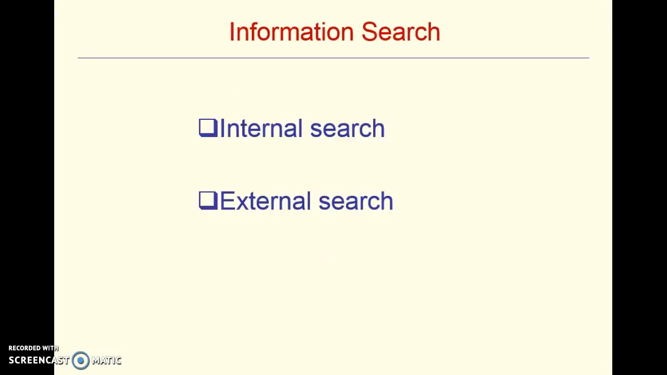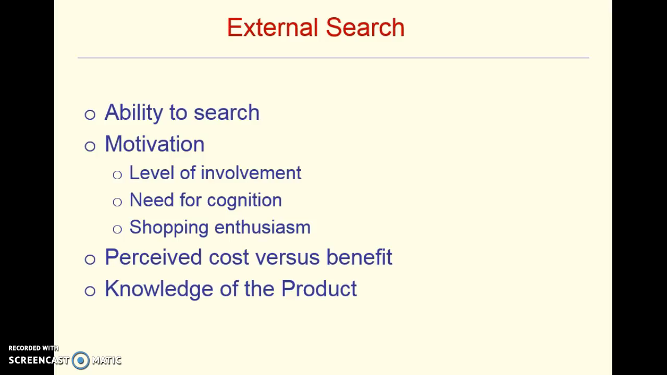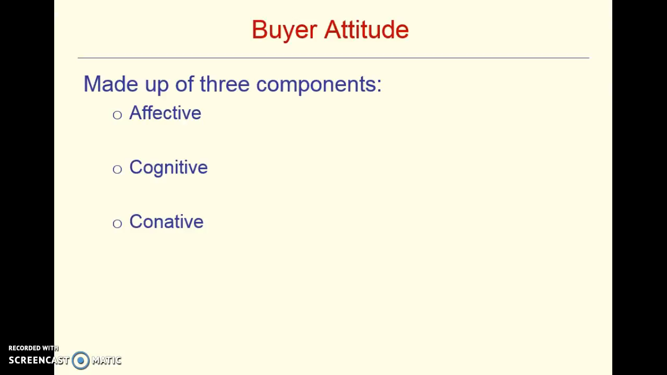Information search: internal search and external search. Factors affecting external search: ability to search, motivation, level of involvement, need for cognition, shopping enthusiasm, perceived cost versus benefit, and knowledge of the product.